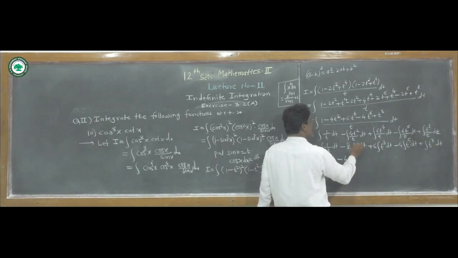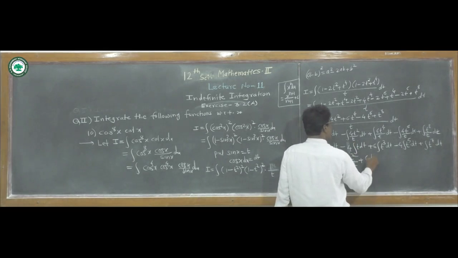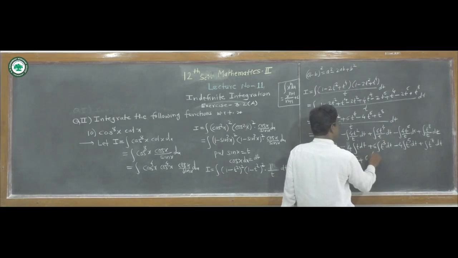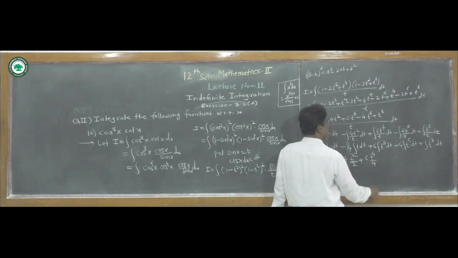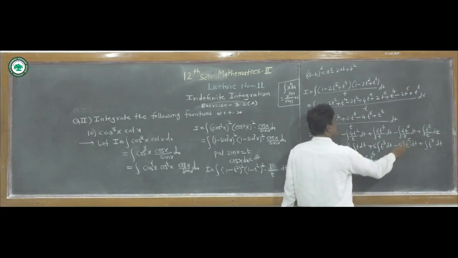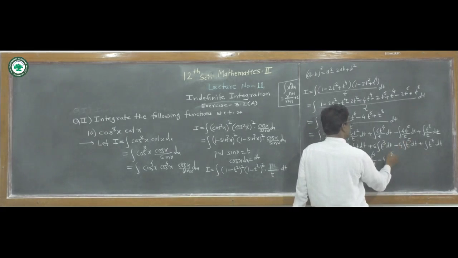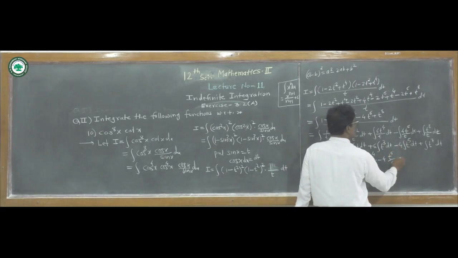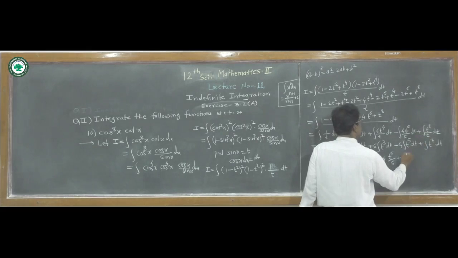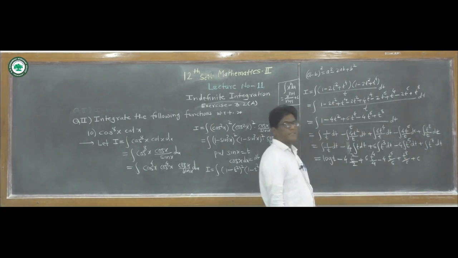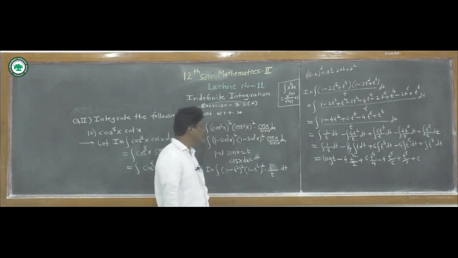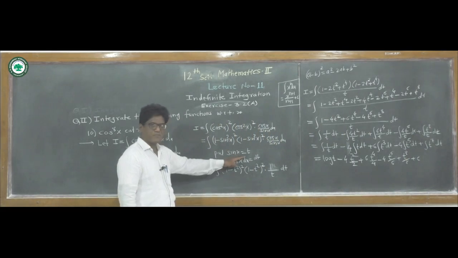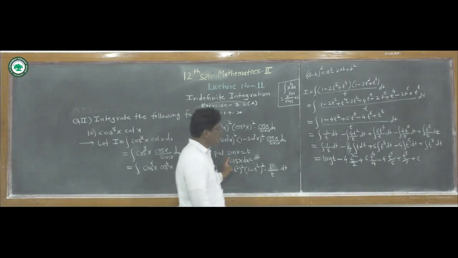So t to the power 1 plus 1, that is 2, divided by 2, plus 6 into t to the power 3 plus 1, that is 4 upon 4. Minus 4 as it is, t to the power 5 plus 1, 6 upon 6, plus t to the power 7 plus 1, 8 upon 8, plus constant of integration.